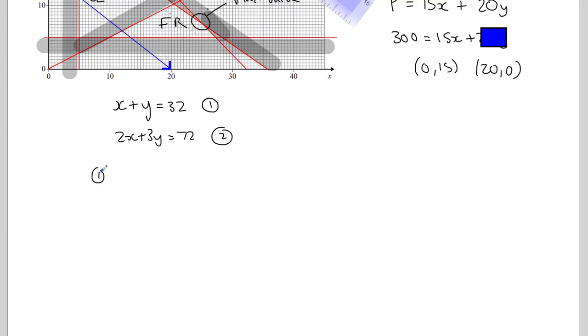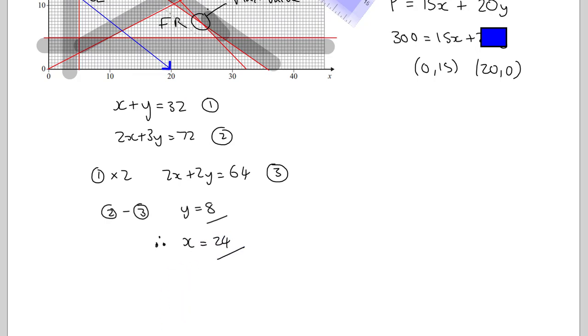I'll take equation 1 and multiply it by 2. That will give me 2x plus 2y equals 64. Call that equation 3, and then I'll do equation 2 subtract equation 3. That will give me 2x take 2x is 0, 3y take 2y is y, 72 take 64 equals 8. Then all I've got to do is sub that back in, and if I sub it back in here, something plus 8 is 32, that means x will be 24.